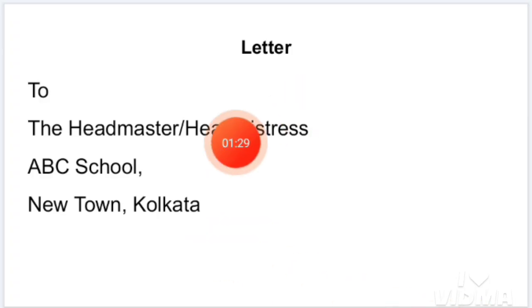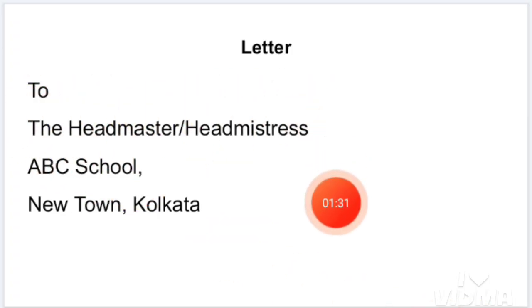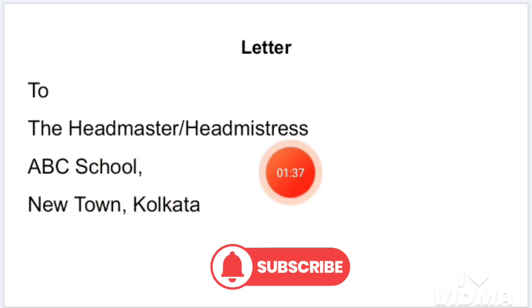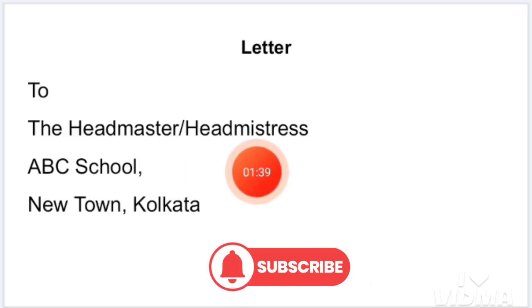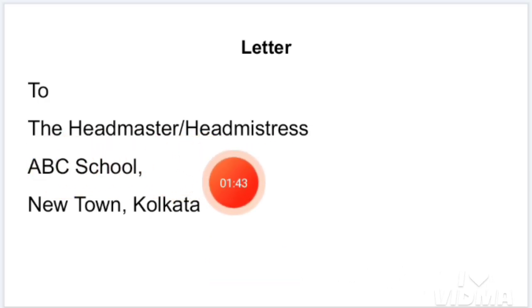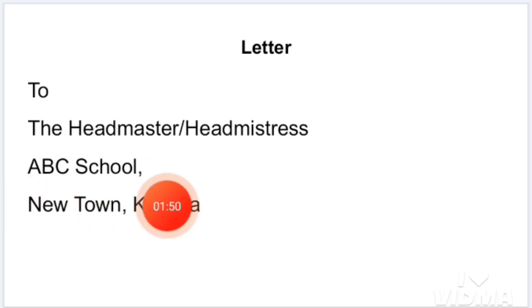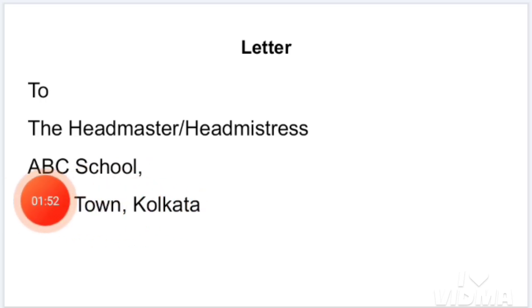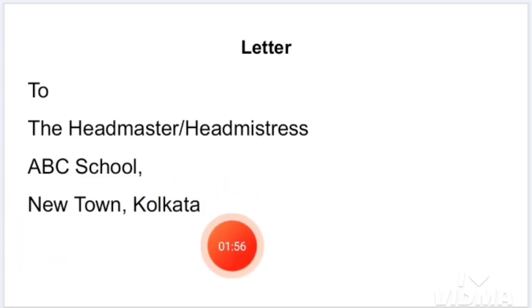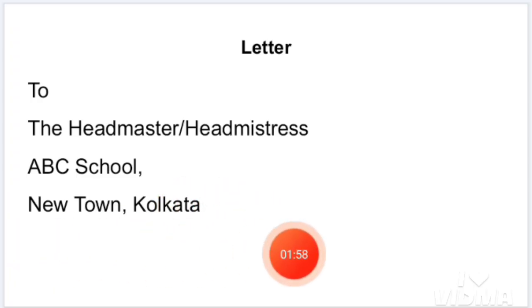This is the address of the letter, to whom we are writing this letter. To the headmaster or headmistress, as will be applicable. If the school is a girls' school, then they will write the headmistress, and if the school is a boys' school, then they will write the headmaster. Then the name of the school. Here, for example, we have written the ABC School. You will give the name of your school as will be applicable. Newtown, Kolkata. This is the address of the school.